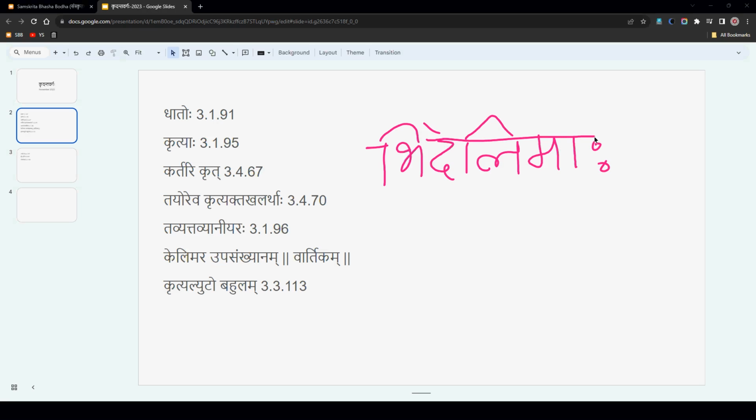Bhidelimaha, something, what? Ishtikaha, the bricks. Ishtikaha bhidelimaha santi. What is the meaning of bhidelima? Bhinatti means breaking. Bheda, like that. So from there, drop that dhatu bhid, and we have bhidelimaha.